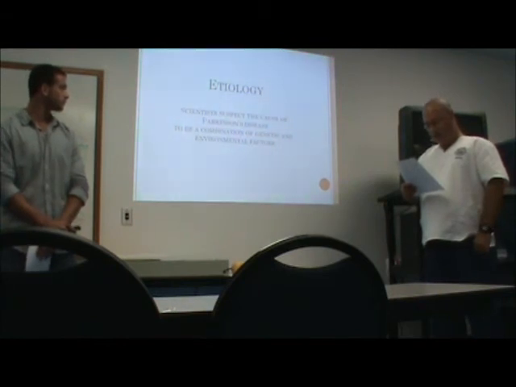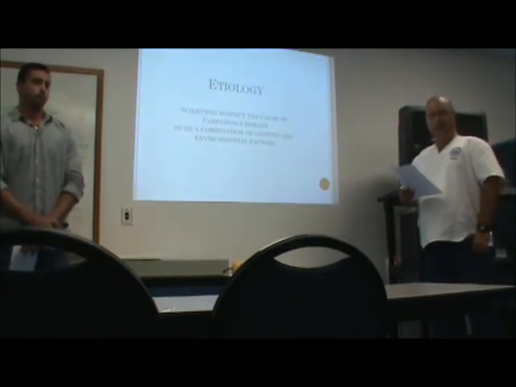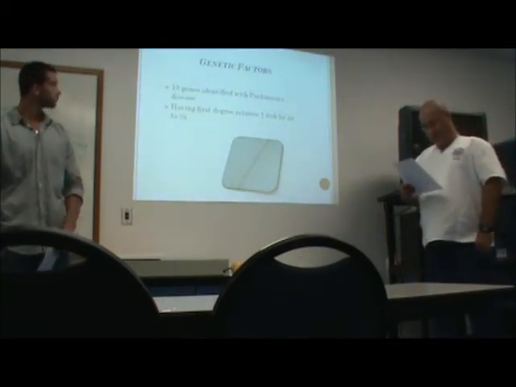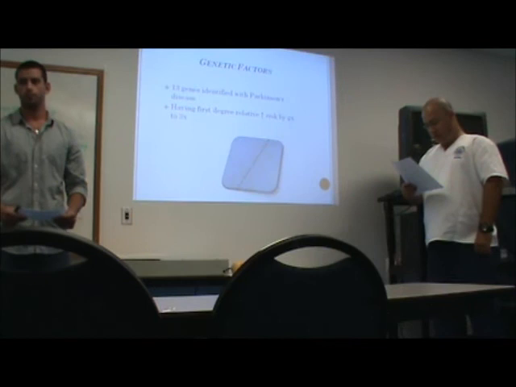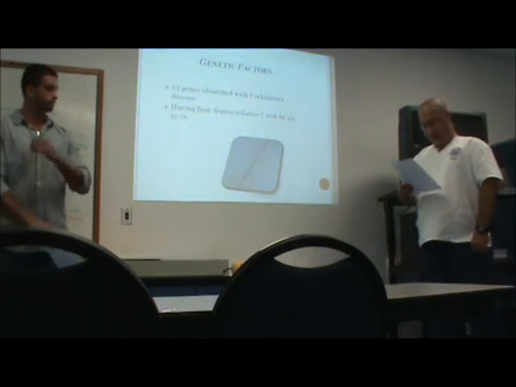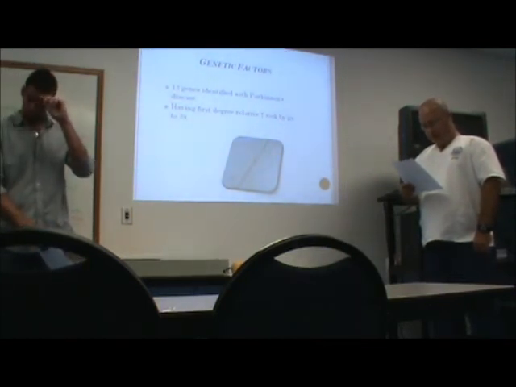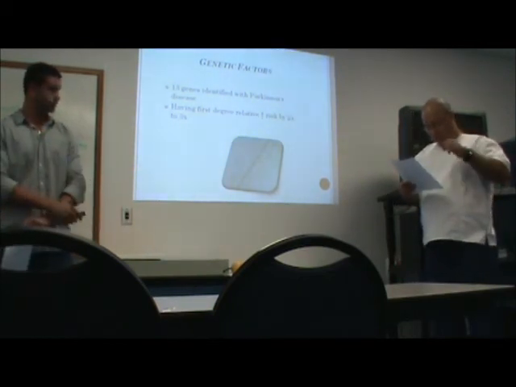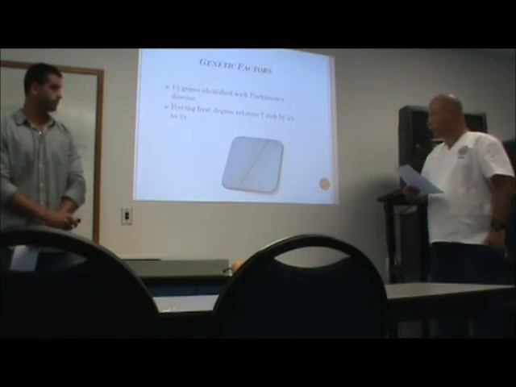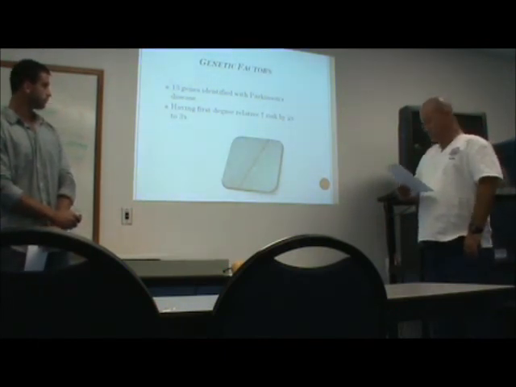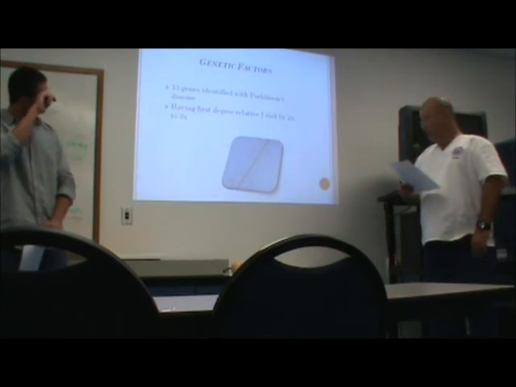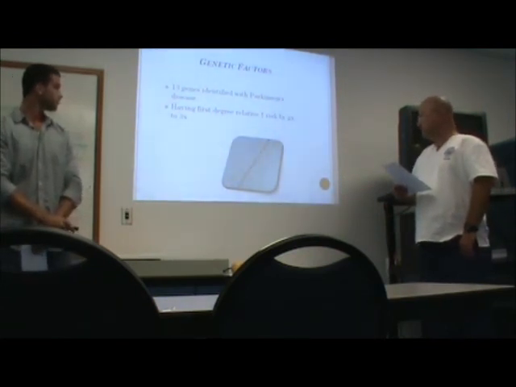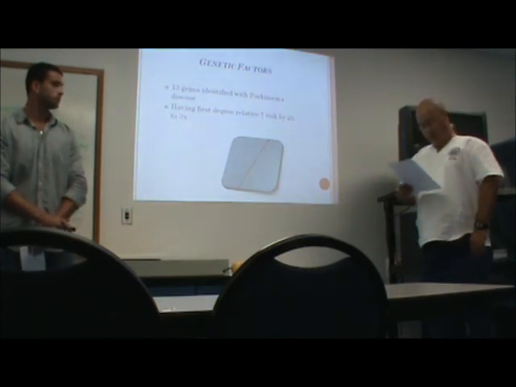Scientists suspect that for most people the cause is probably a combination of genetic and environmental factors. Genetic factors: scientists have identified 13 genes that are associated with Parkinson's and can cause the disease in certain families. If you have a first-degree relative, such as a parent or a brother or sister, you have a two to three times greater chance of getting Parkinson's disease.